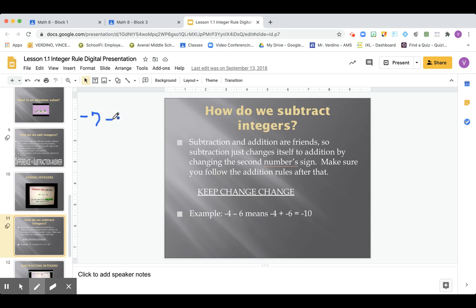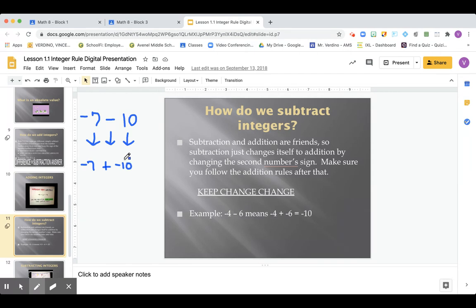and let's say -10. Keep change tells me to keep the first number, change the operation to the inverse, and change the sign of your last number. So if I'm keeping a -7, it stays -7. If I'm changing a subtraction sign, I'm going to change it to the inverse, which is addition. If I'm going to change this +10, this +10 becomes a -10.